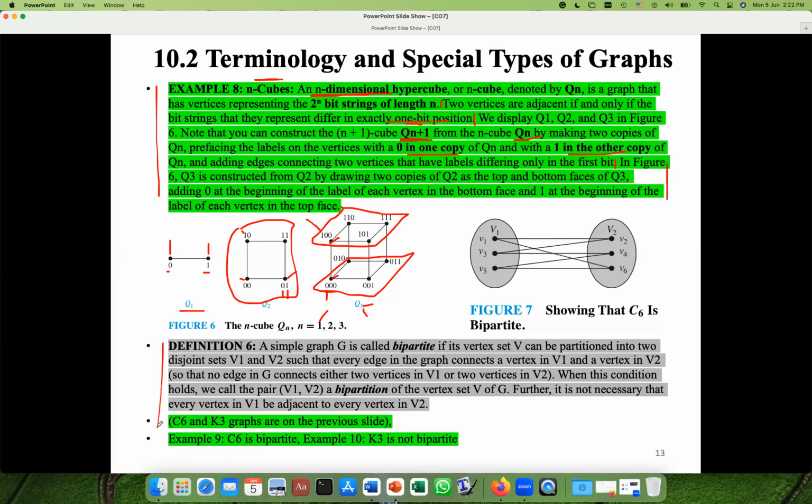So let's see now. We have some graphs, C6 and K3, in previous slides. Show that these graphs C6 and K3 are bipartite. This is the question in example 9. In example 9, I have only shown that C6 is bipartite, and in example 10 that K3 is not bipartite. But let's have a look at how it is. So C6. This is C6, okay?